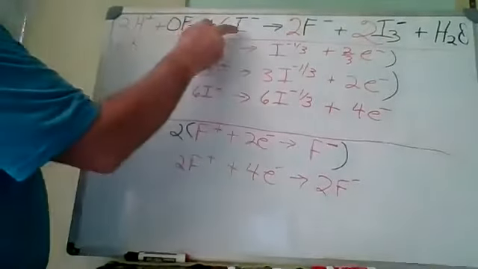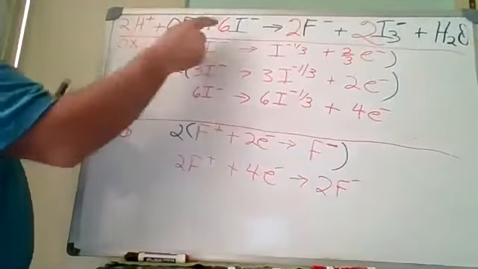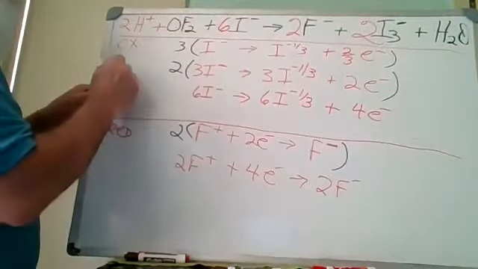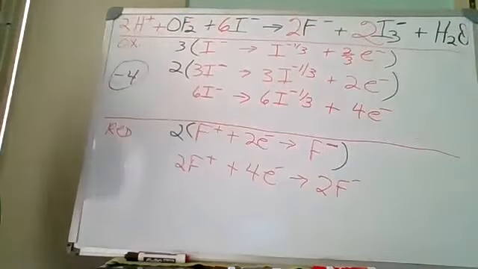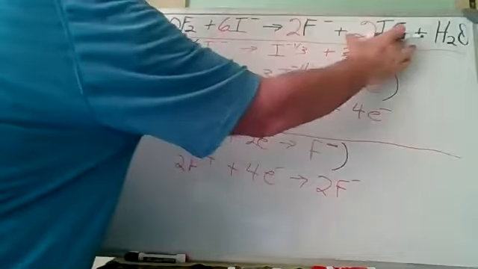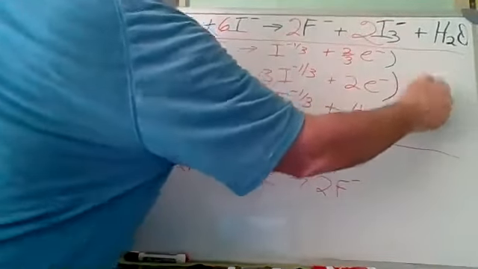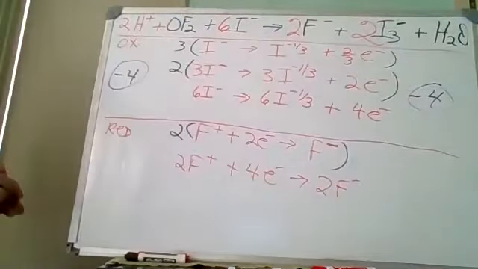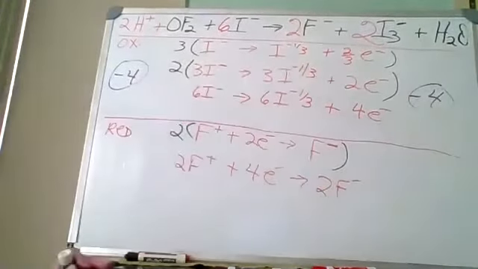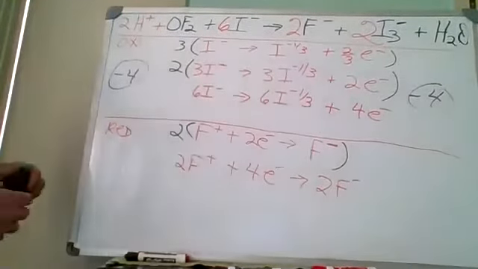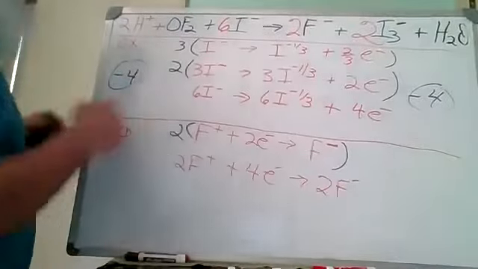Here I have 2 positives and 6 negatives. 6 negatives and 2 positives add up to -4. Right here, I have 2 negatives and 2 negatives here, -4. We're done. We are done with this problem. How many electrons are transferred? 4.